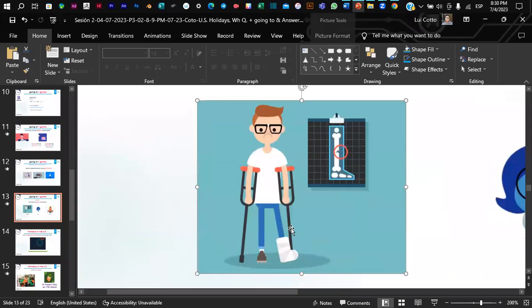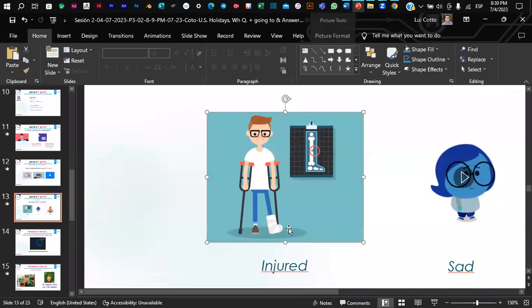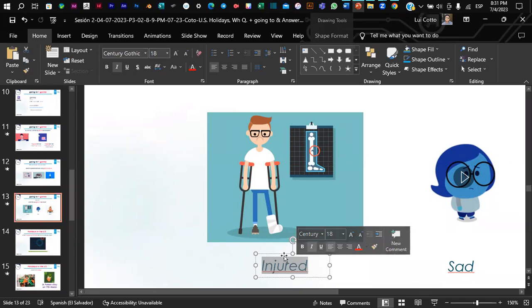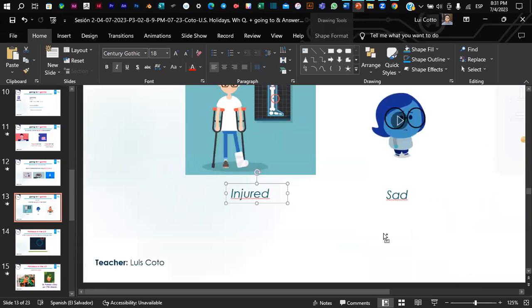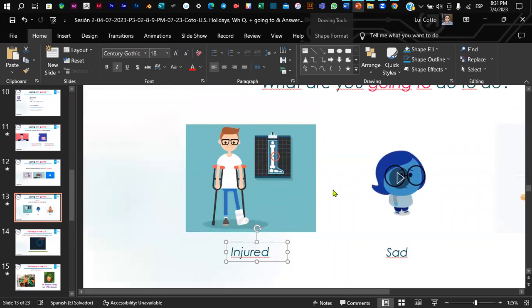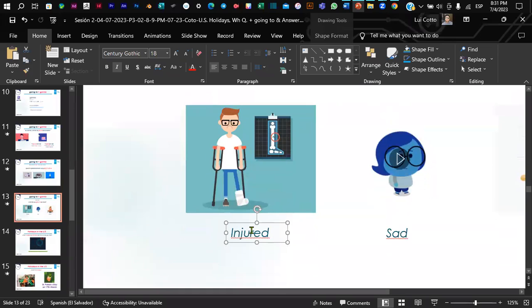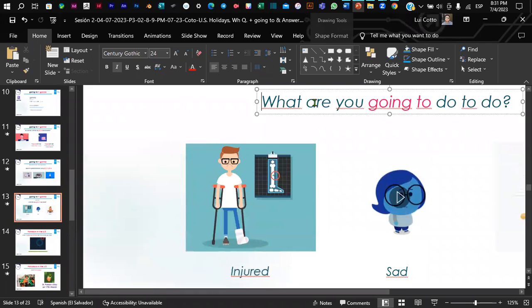¿Qué es injured? What is the meaning? Como fractura. Okay. Similar. Como lesionado. Lesionado o lastimado, o herido. It's an adjective. Herido, lastimado, etc. Can you make a sentence, if you are injured? Si está herido. What are you going to do?